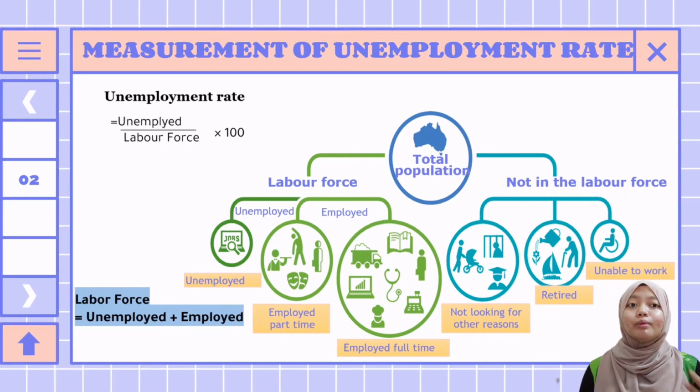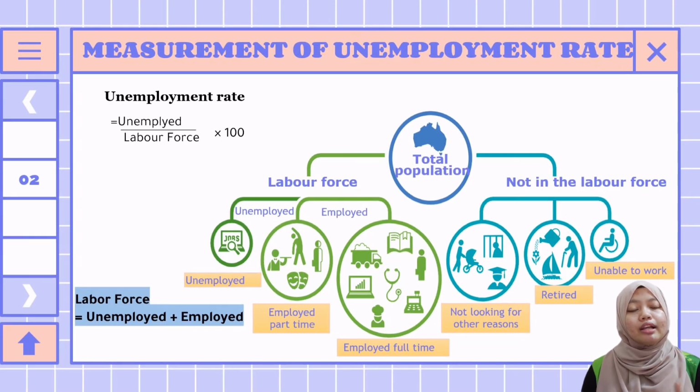So, how to measure the unemployment rate? Firstly, we have to identify the people in the labor force from the total population, which consists of the number of unemployed and the number of employed. From that, we get the unemployment rate by dividing the number of unemployed by the number of labor force and then times 100.